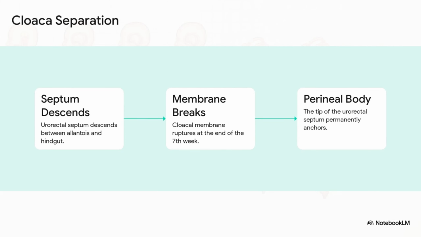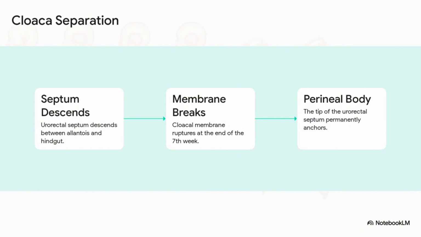Okay, so think about this. How does one single posterior tube manage to split into separate gastrointestinal and urogenital tracts? It's all about a very dynamic timeline. Initially, you have the primitive anorectal canal entering the back of the cloaca, and the allantois entering the front. To separate them, a wedge of mesoderm, called the urorectal septum, starts to descend right between the allantois and the hindgut. This dramatic descent ends with the cloacal membrane rupturing right at the end of the 7th week.